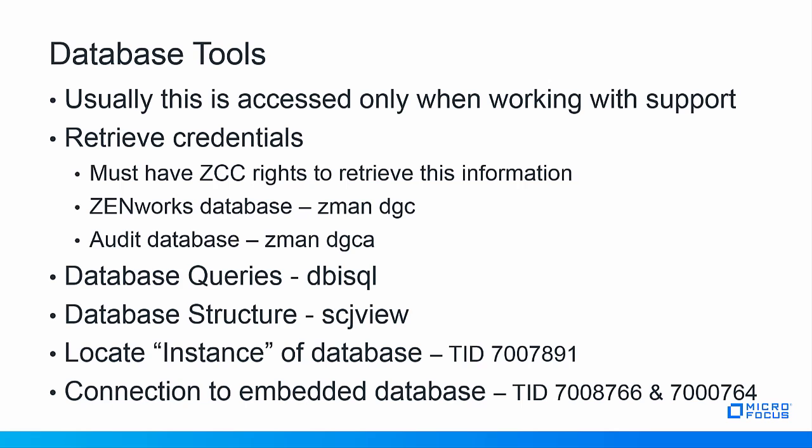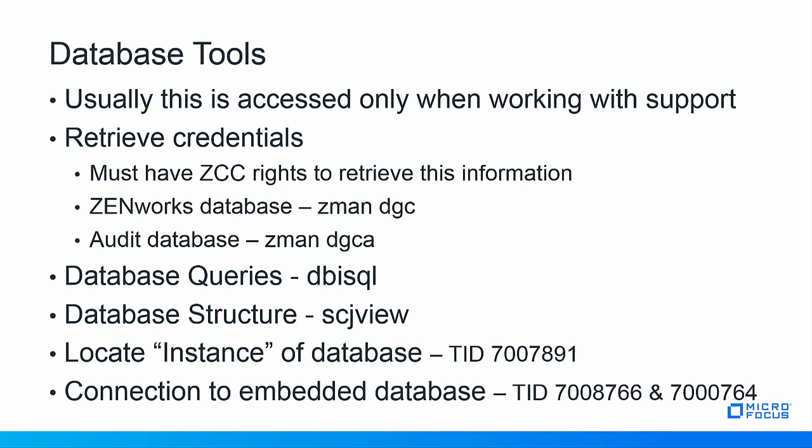Credentials are needed, and to retrieve this information, you will need rights to run the zman dgc and zman dgca commands. The DBISQL is used to run queries on the database, and the SCJ view is used to see the structure of the database.